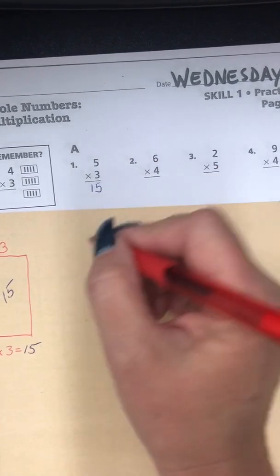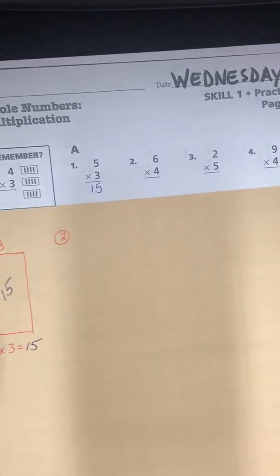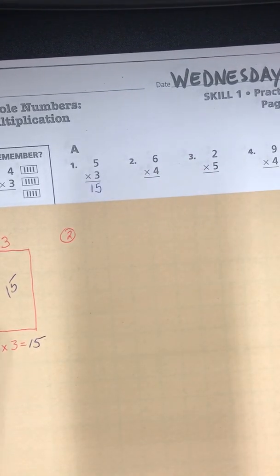So number 2 says 6 times 4. I'm going to have 6 rows of 4. Is that going to be a rectangle or a square?